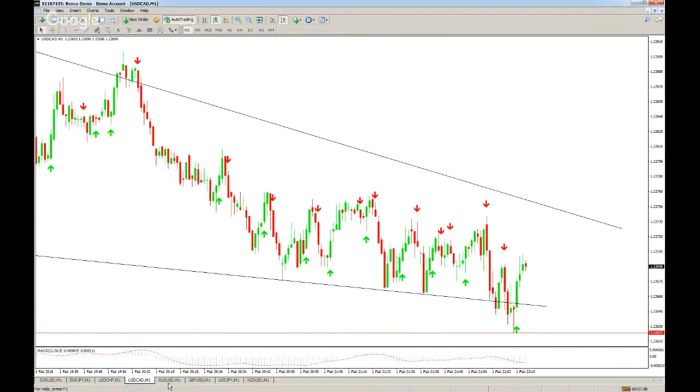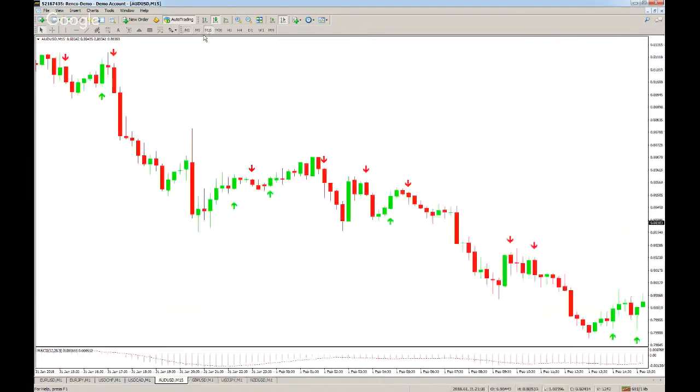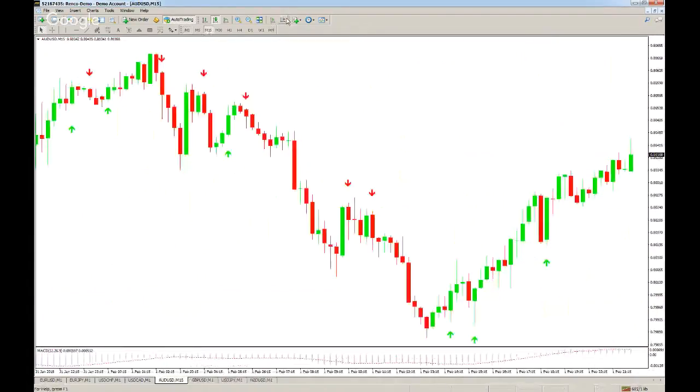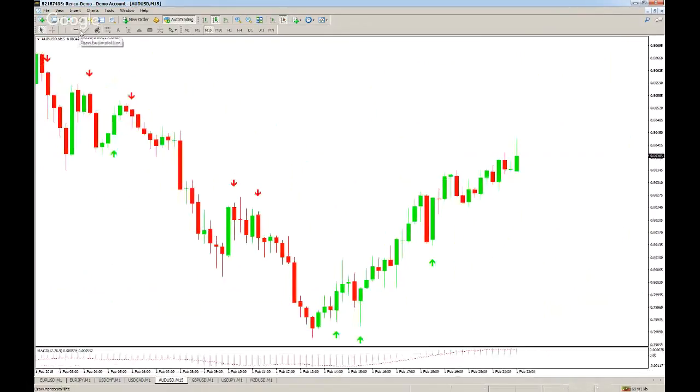Let's move on to Aussie USD 15. Let's clean things up. And looks like it's going to be a bit tough to actually trade the Aussie USD. I might not even execute any trades on it because if you actually look at how clinically clean the uptrend has been, it becomes hard to really get in on such a trend.